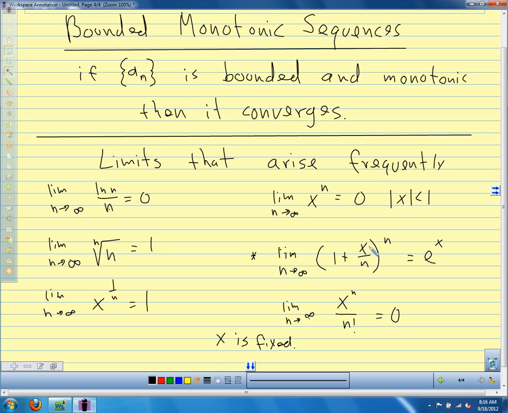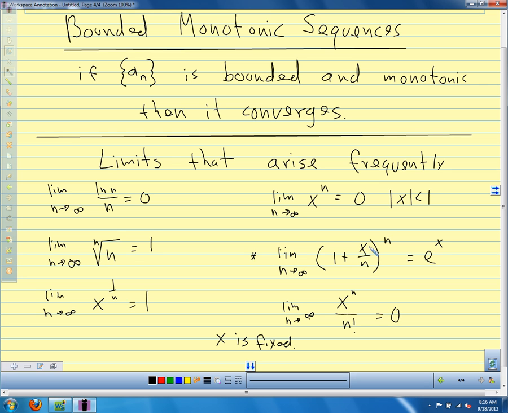Number 106, a monotonically increasing bounded sequence that does not converge. What is it? It doesn't work. It's impossible. A bounded monotonic sequence always converges.